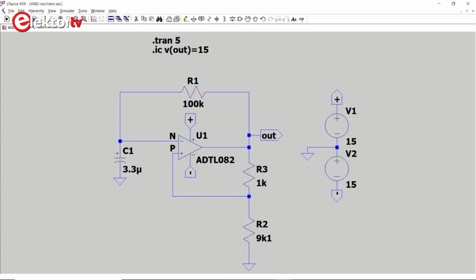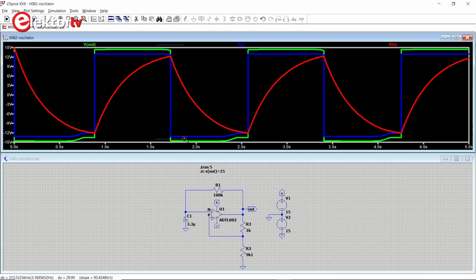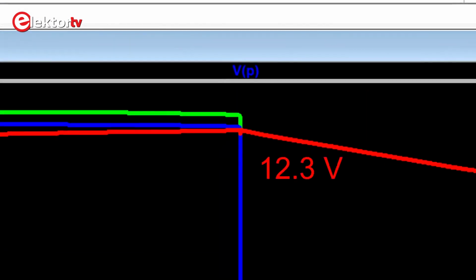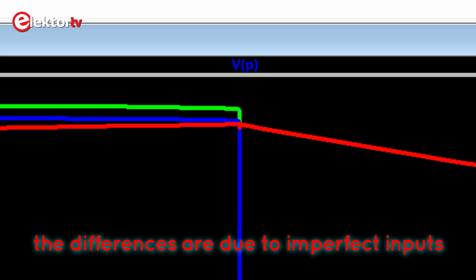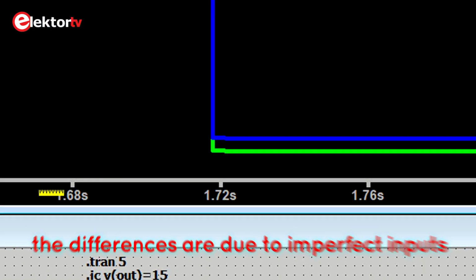The capacitor voltage is connected to the inverting input of the op-amp. While C1 is charging and the output is high, a voltage divider R2 R3 forces 90% of the output voltage on the non-inverting input of the op-amp, which is about 13 volts. Because the op-amp is wired as a comparator, as soon as the voltage on the inverting input becomes higher than the voltage on the non-inverting input, the output switches to low, which is in this case about minus 15 volts.